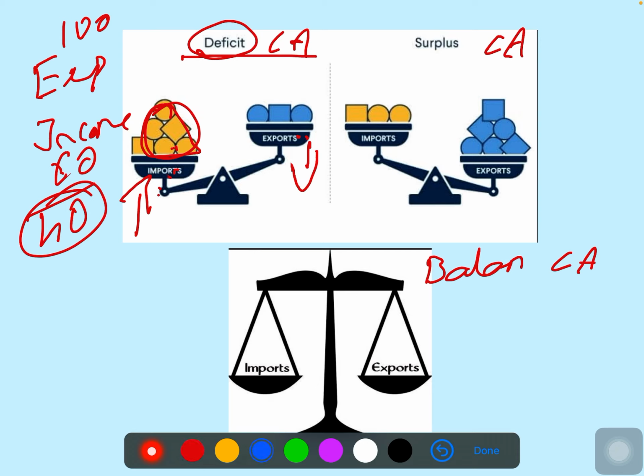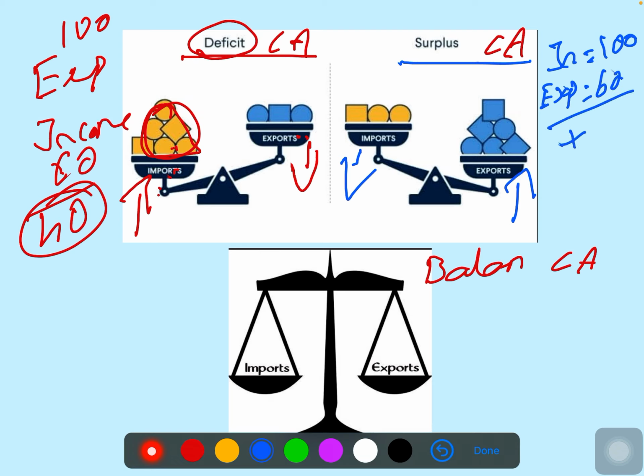On the other side, you have surplus current account. In this case, you can see the exports are greater and imports are lesser. What it is trying to explain is, if the country's income is 100 rupees and the expenditure of the country is 60 rupees, the money left in the economy is 40 rupees, plus 40, and this is the minus 40. So whenever you save an extra 40 rupees, that is a surplus for the country. So when you maintain a current account, if you have more income than expenditure, that will be called a surplus current account.